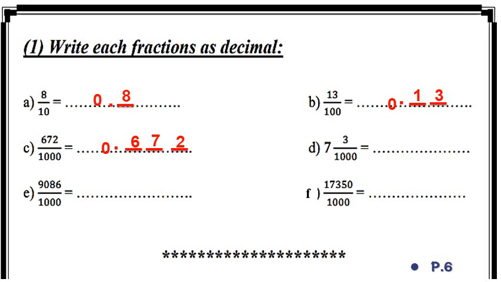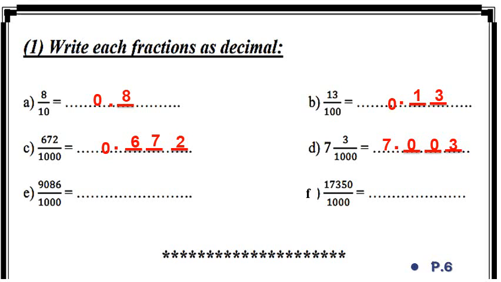In letter D, we have 7 and 3 over 1000. 7 here is the whole part. 3 over 1000 is the decimal part. So let's see the decimal part here. How many zeros do we have? 3 zeros. So how many dashes do we have to put? We have to put 3 dashes and decimal point. Now write 3 from the right. We have here 3. What about the decimal part here? Shall we leave it empty? No, we have to put zeros. So 0 here and here, and the 7 in the whole part. So the answer is 7.003 or 7 and 3 thousandths.